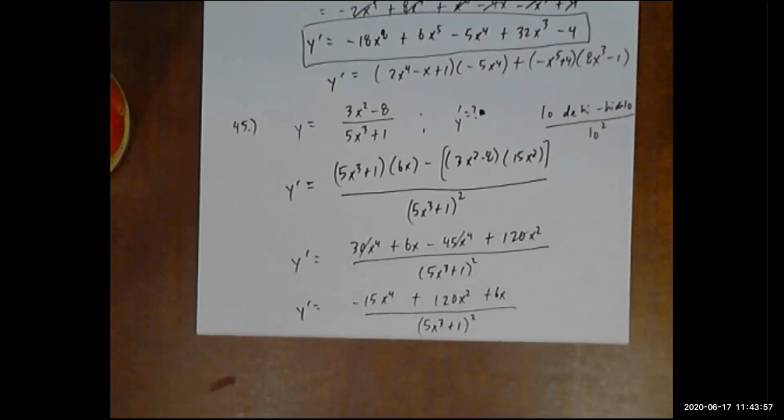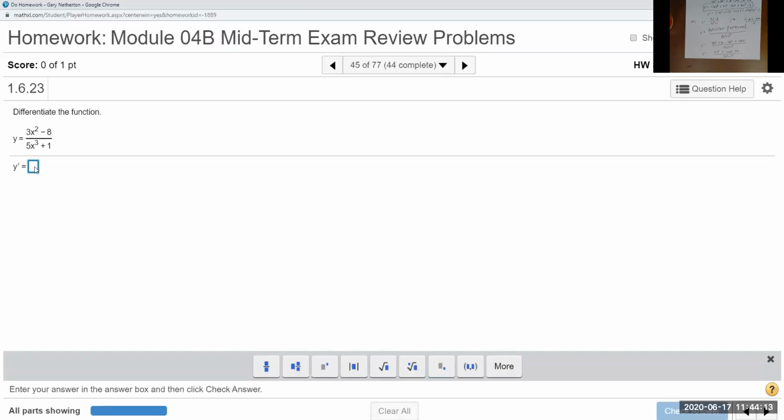So I'm going to go back in and enter this as an answer and see if that's what my math lab was wanting. I don't know for sure. We're going to find out. So in this case, it's going to be a big fraction. So I need to use these tools down here. So at the top, I have negative 15x to the fourth plus 120x squared. Oops.